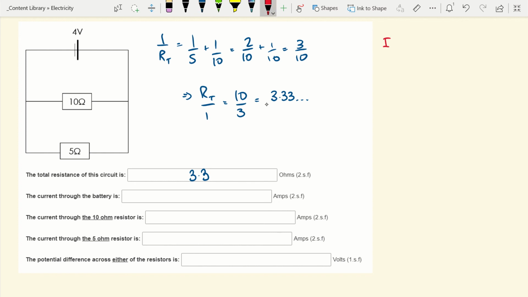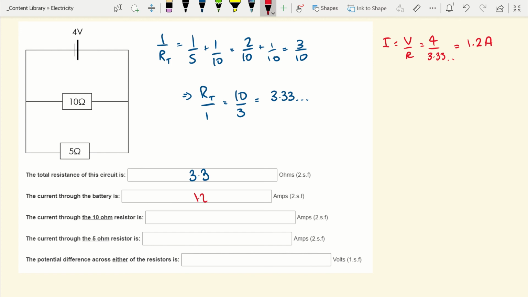To get our current, we're going to do the EMF, which is 4 volts, divided by our total resistance, so divided by 3.333. So let's actually do that. I can't do that in my head. Oh, well, that comes out nicely. That comes out as 1.2 amps, which is two significant figures.